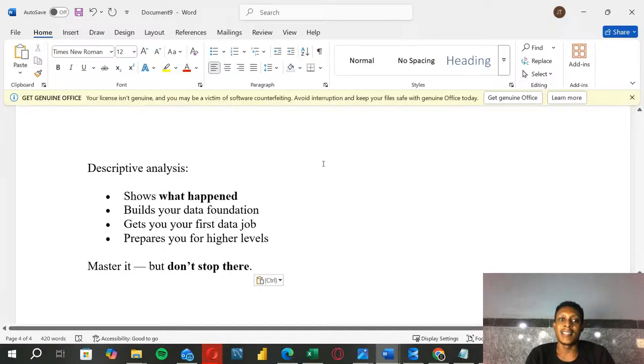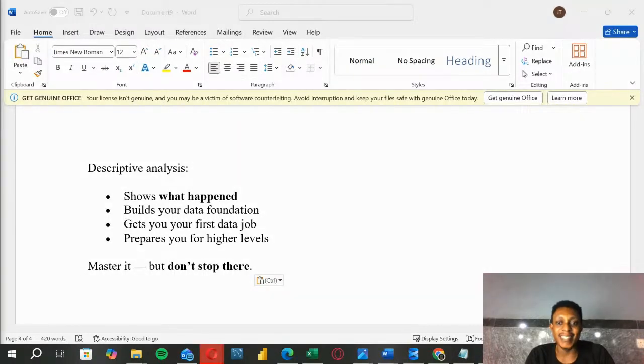So descriptive analysis, the summary, shows what happened. It builds your data foundation, helps you get your data job, and prepares you for higher levels. Master it, but don't stop there.